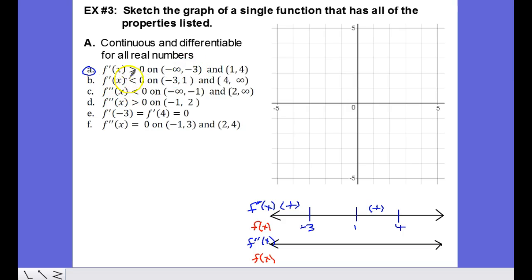They tell us that f prime is negative on -3 to 1, and 4 to infinity, so we'll put in minus signs on our sign chart. All right, on to, let's drop on down to E here. They say f prime of -3 is equal to f prime of 4 is equal to 0. So that means that these values right here are going to be extrema because the slope is equal to 0.